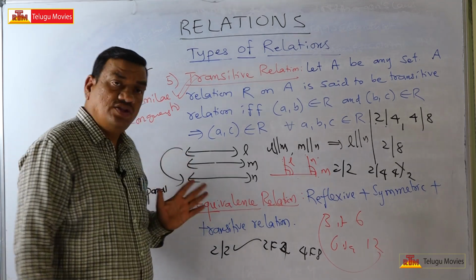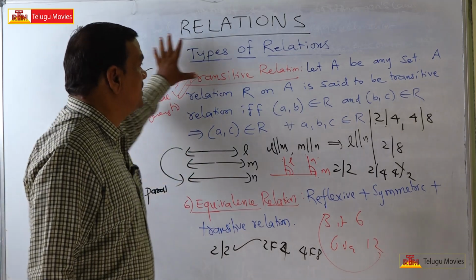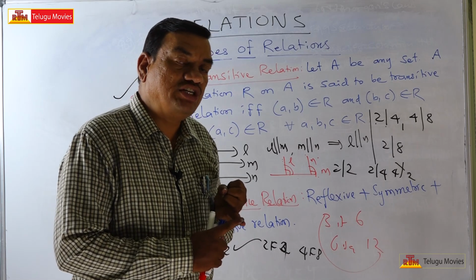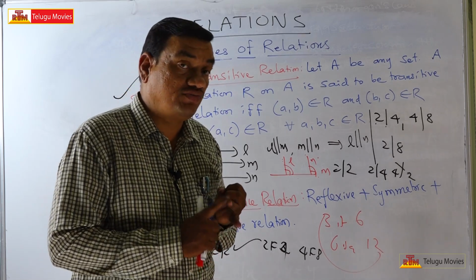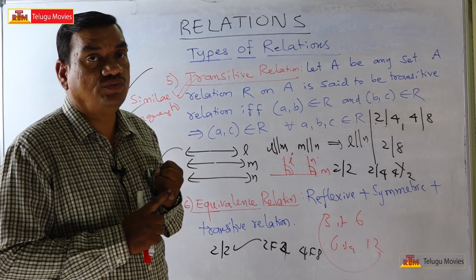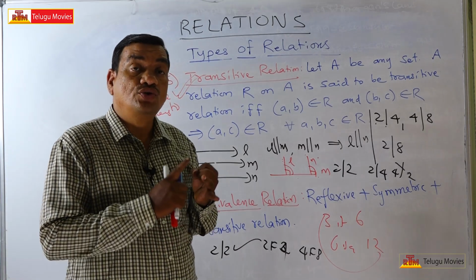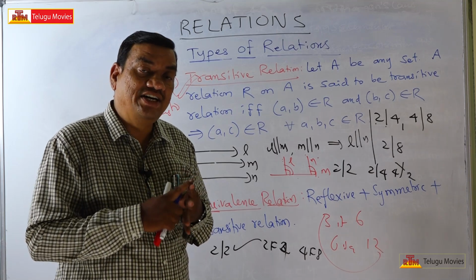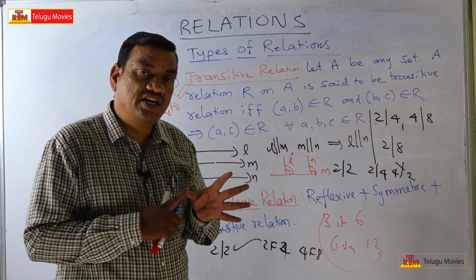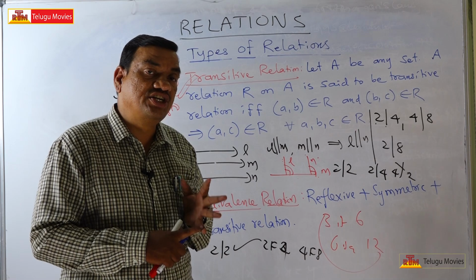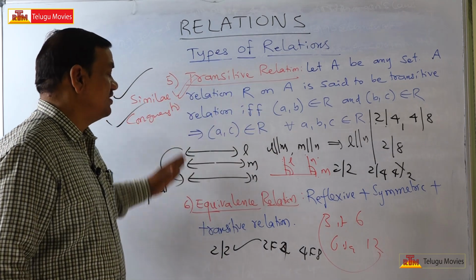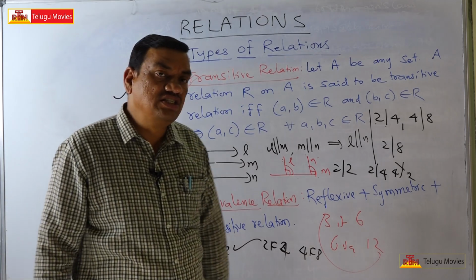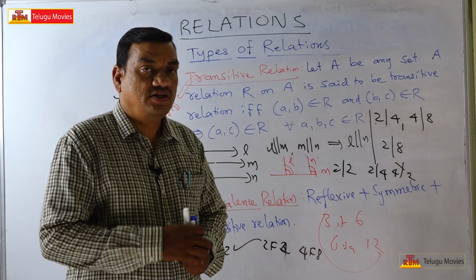Understand this? So in today's class, we have seen the types of relations. The first one is void relation, universal relation, reflexive relation, identity relation, symmetric relation, anti-symmetric relation, transitive relation and equivalence relation. So these are the types of relations that we discussed today.